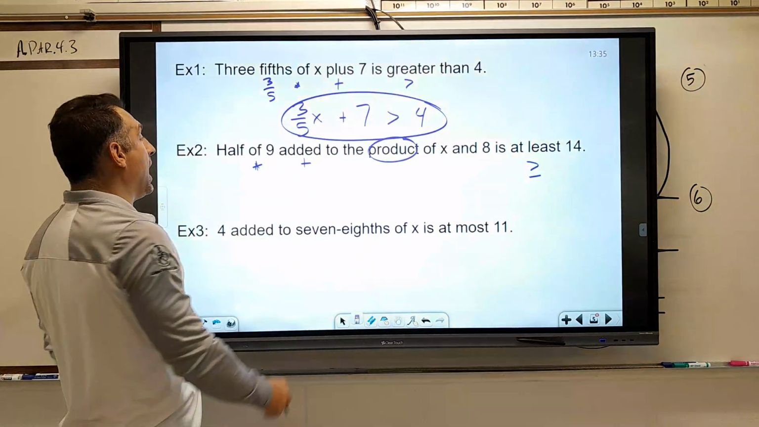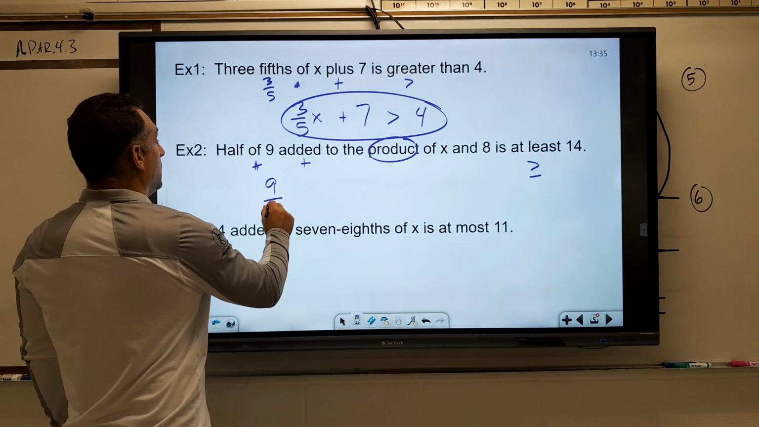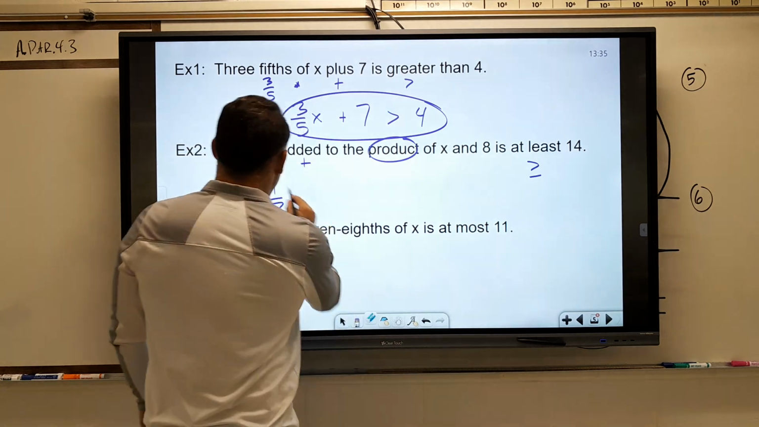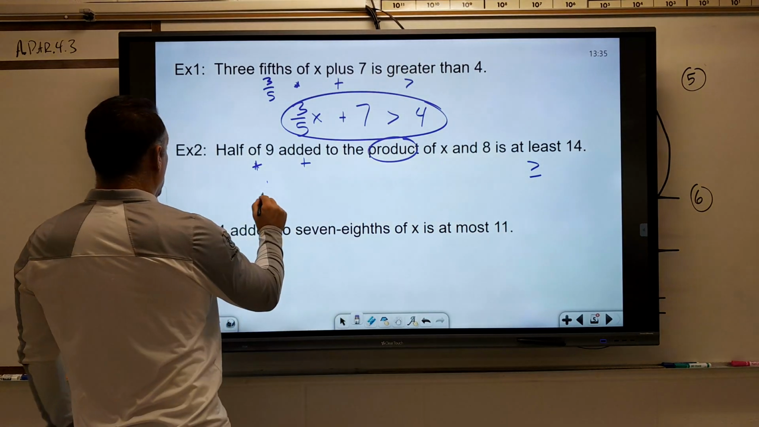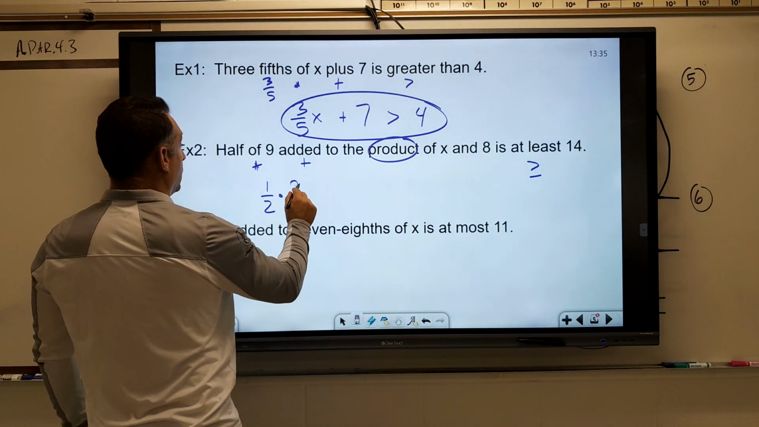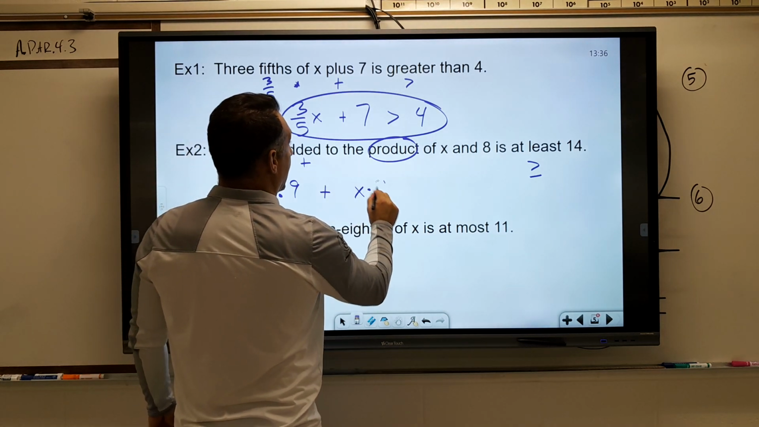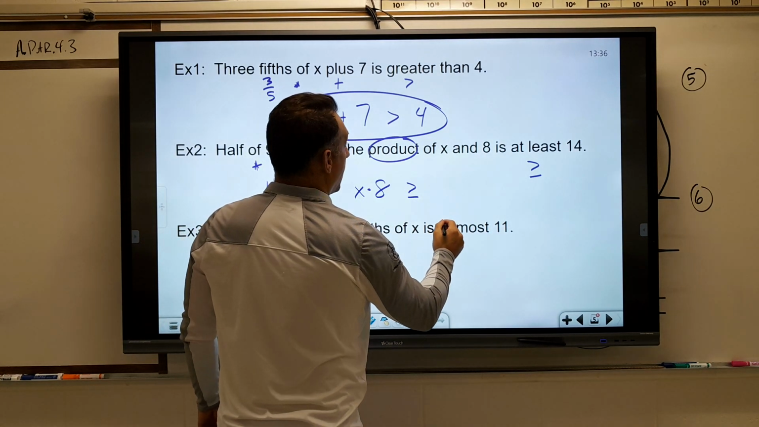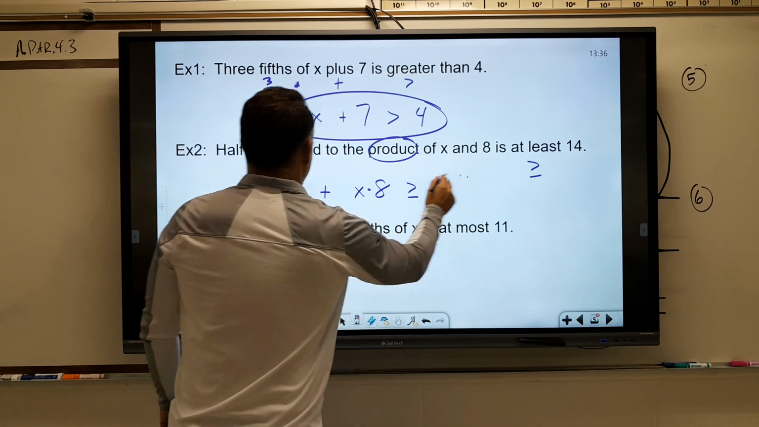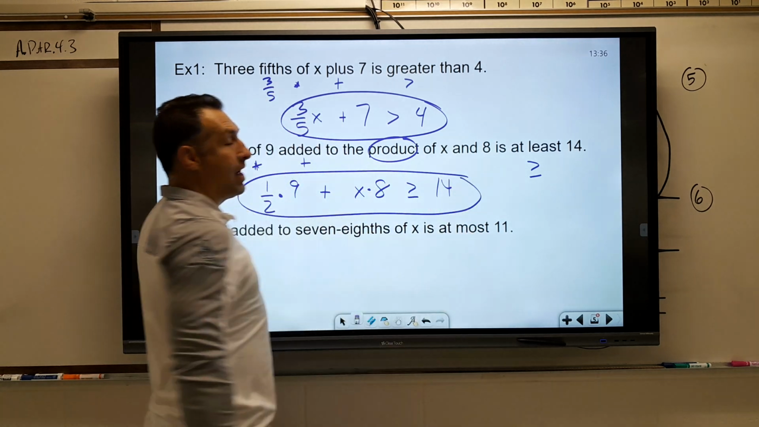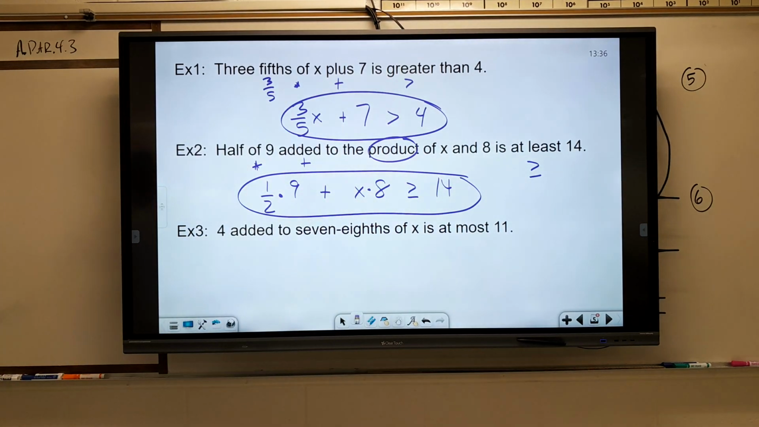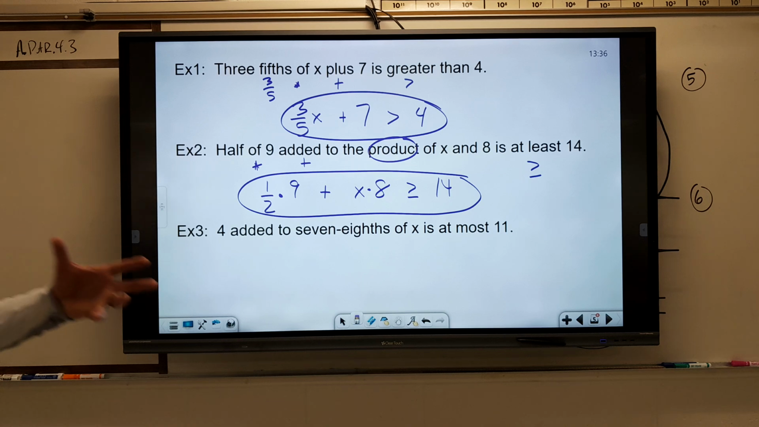So half of 9, or you could have said 1/2 of 9, or 4.5, is added to the product of x times 8, and it's at least 14. You didn't have to simplify any of that. I just want you to give me a raw translation. Yes, you could have got 4.5. Yes, you could have written it as 8x.